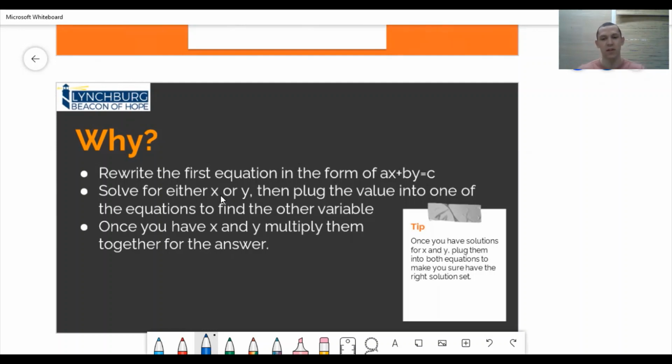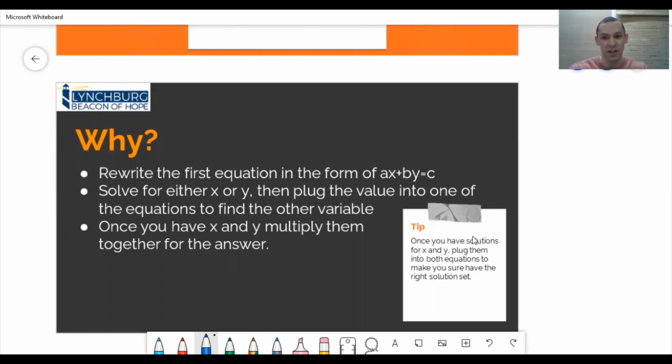And then again, once we found the one value, you'd still have plugged it into the other equation to find the value for the second variable. And then once you had the two of them, which was the 2 and the 1/4, you just had to multiply them together to get that last step, which the SAT wanted.